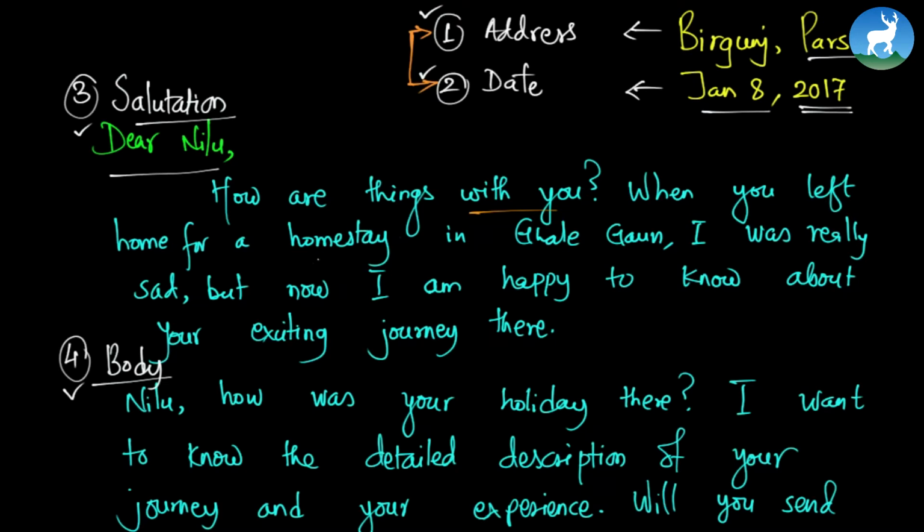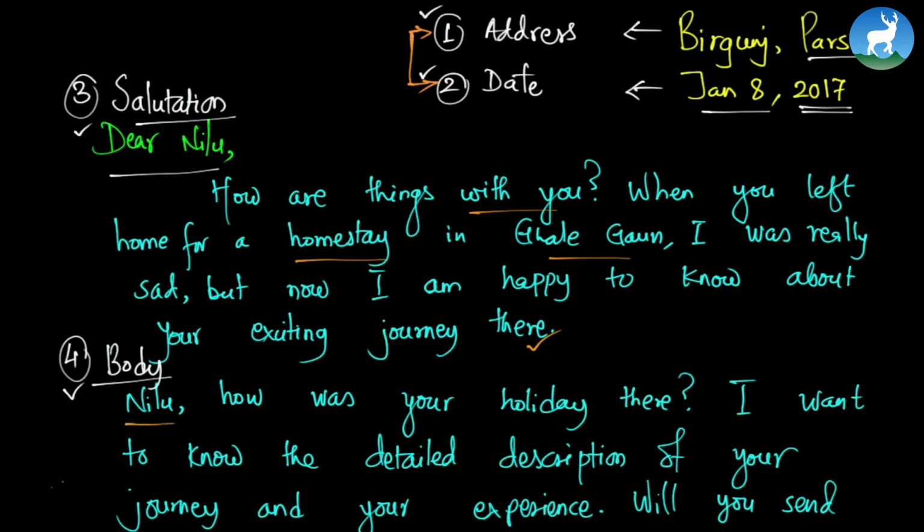When you left home for a homestay in Ghalegaon, I was really sad, but now I'm happy to know about your exciting journey there." So the writer went to stay in Ghalegaon along with her parents, and only her elder brother Satyadev Yadav was left. Do you remember this? You should. So that was the reading portion, right? In the reading portion, we talked about the writer's memorable journey to Ghalegaon and what she did and things like that. So you should remember the reading portion also.